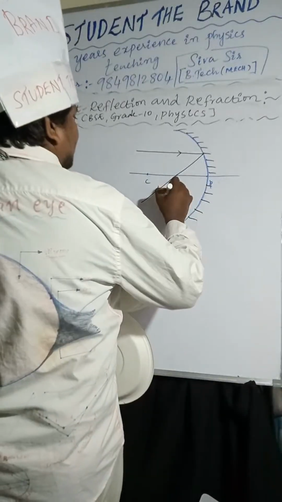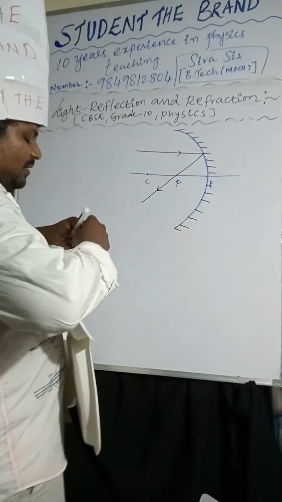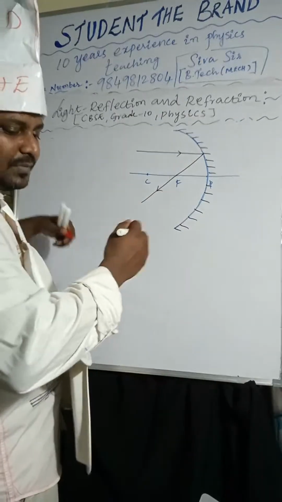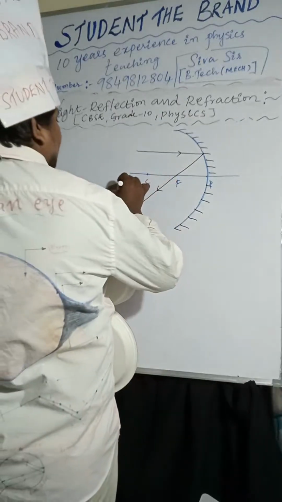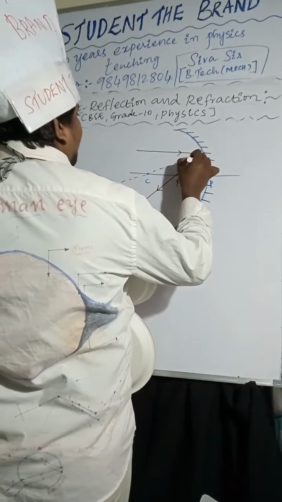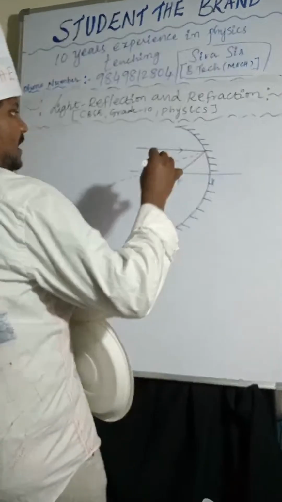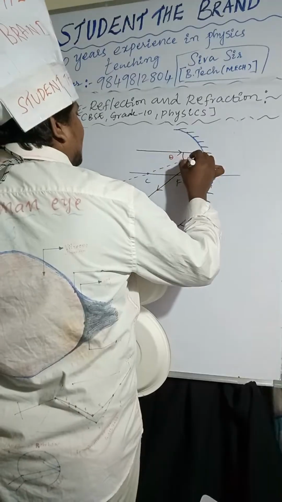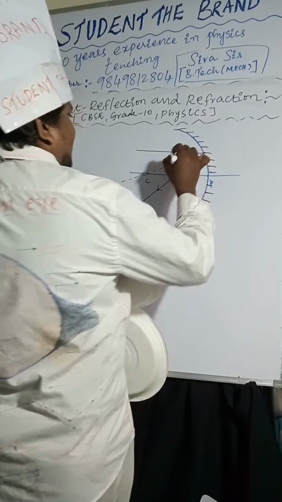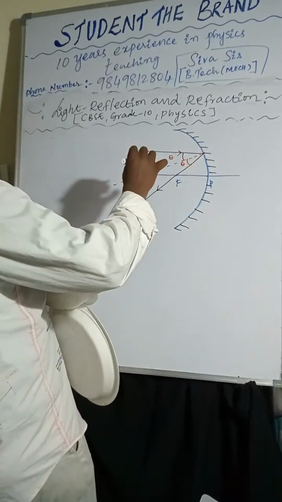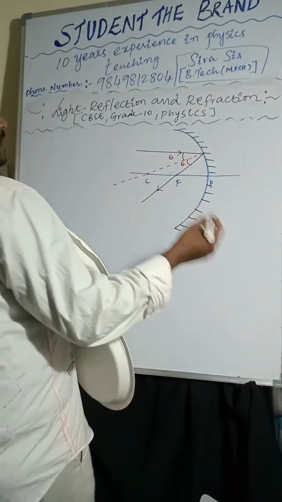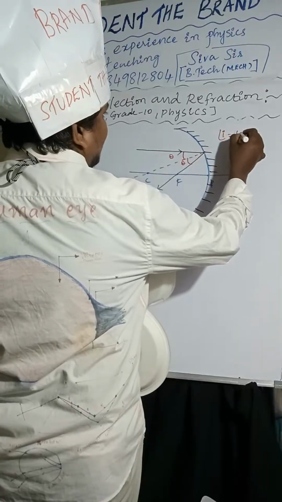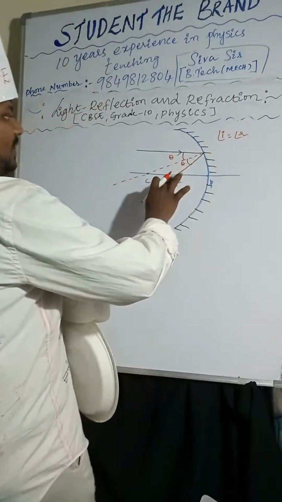If you draw the normal, the normal line will pass through the center of curvature. So this one is the angle of incidence and this one is the angle of reflection. We know from the law of reflection that the angle of incidence is equal to the angle of reflection.